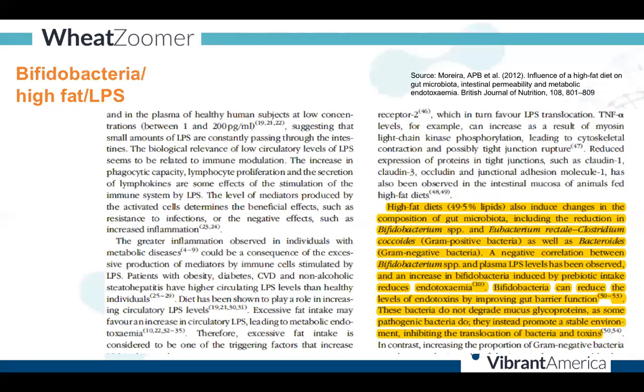Now, if you run a Gut-Zoomer alongside a Wheat-Zoomer and see that bifidobacteria are adequate or optimal, there may be little to no risk in implementing a higher fat diet temporarily, but keep in mind that over time, that higher fat diet can begin to inhibit the growth of bifidobacteria, causing more problems later on for that patient.